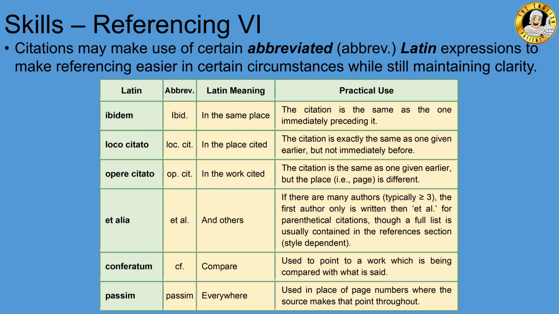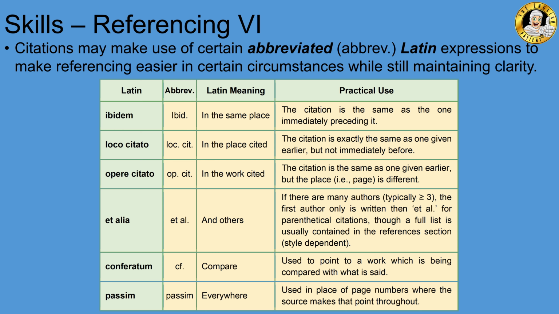Et alia, et al, means and others. Now this we use if there are many authors of a work, typically equal to or greater than 3, depending on the journal style that you're using. The first author only is written, and then you put et al, meaning and others. This is typically done in parenthetical citations, though a full list is usually contained in the references section at the end, depending on the style you're using.